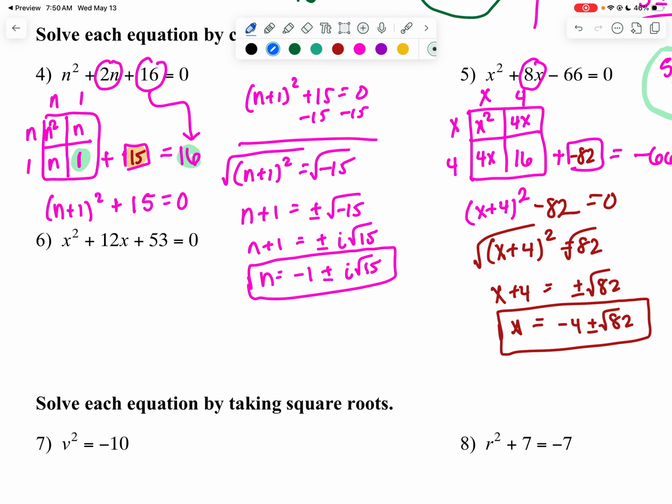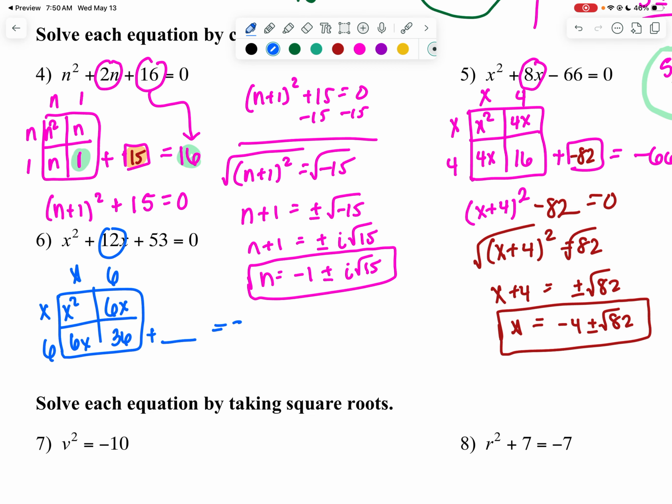Okay, now number 6, I'll do this one. Divide by 2 with your b value. That's 36. I need to get to 53. So in order to do that, I'm going to do 17 here. So I need to add 17 more.